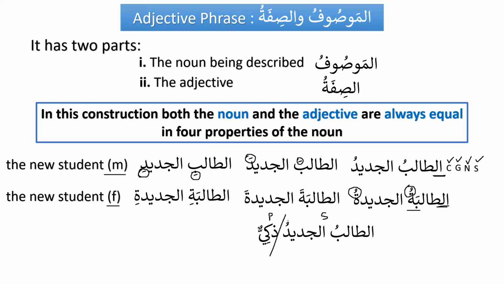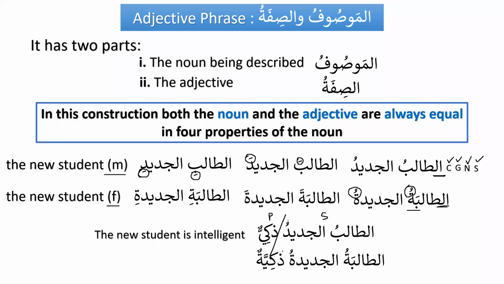And you look at the translation, it says the new student is intelligent. At-talibu al-jadidu dhakiyun. And similarly, when we talk about the feminine, we will say at-talibatu al-jadidatu dhakiyatun. The new feminine student is intelligent. In English, the translation will be the same. The new student is intelligent. However, in Arabic, when we say at-talibu, that means it's masculine, and when we say at-talibatu, that means it is feminine. So here, subject is feminine. That's why the predicate has to be feminine as well.